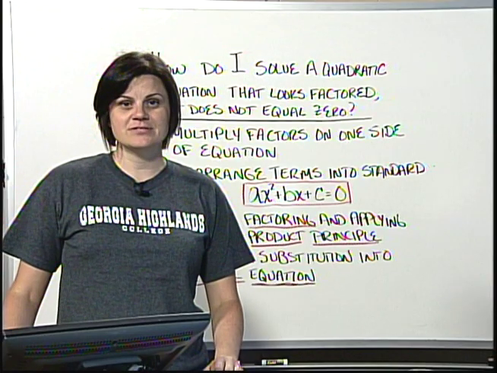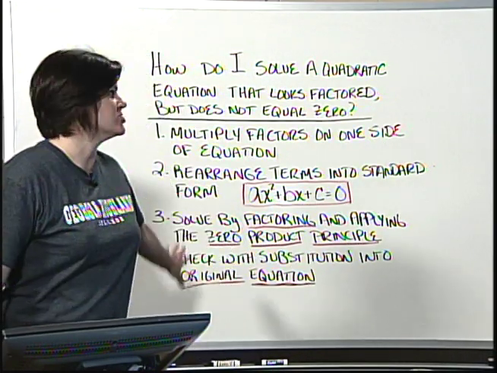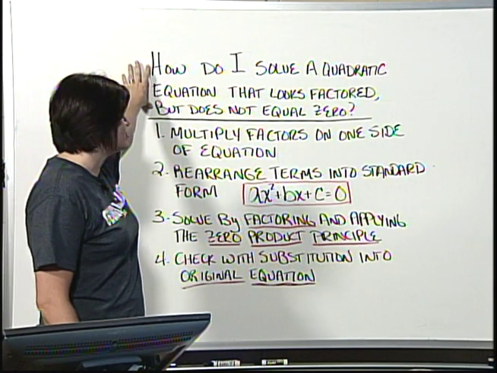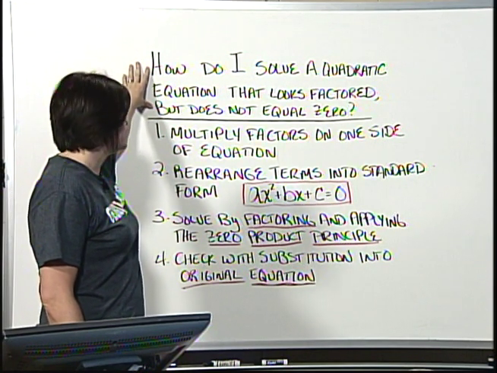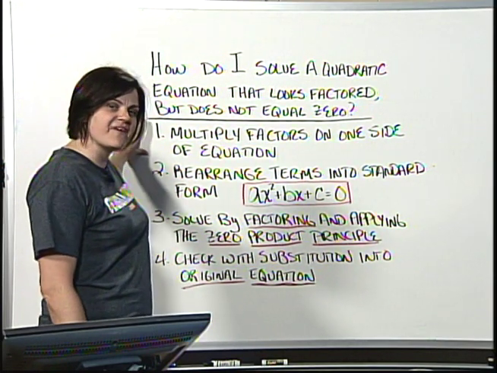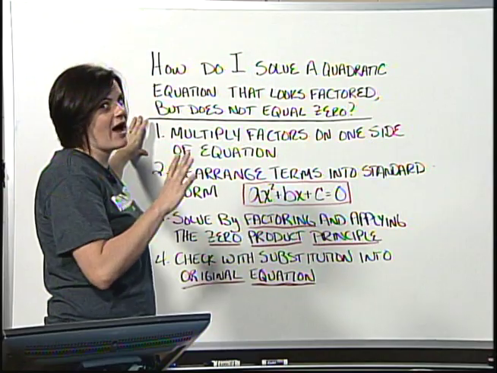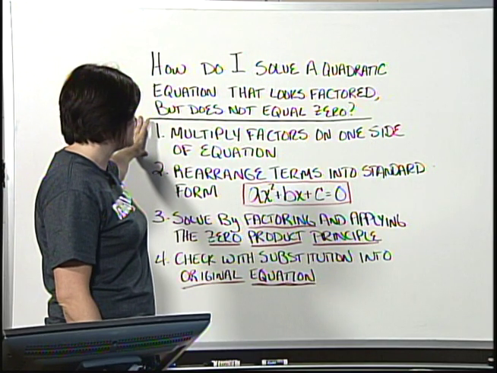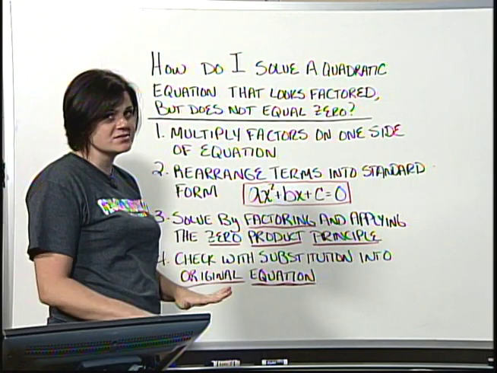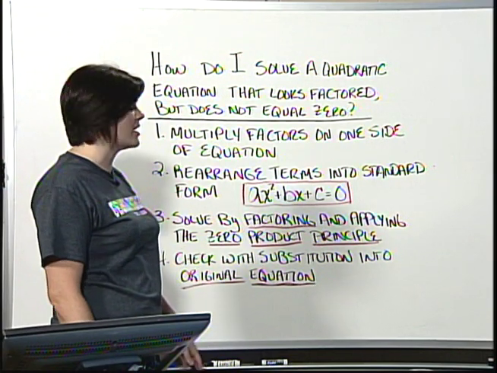In this video segment, we'll be answering the question, how do I solve a quadratic equation that looks factored, but it doesn't equal 0? Well, we start out by multiplying those factors back out that looked factored to begin with on one side of the equation. Then we proceed through the process just like you're solving any other quadratic equation.